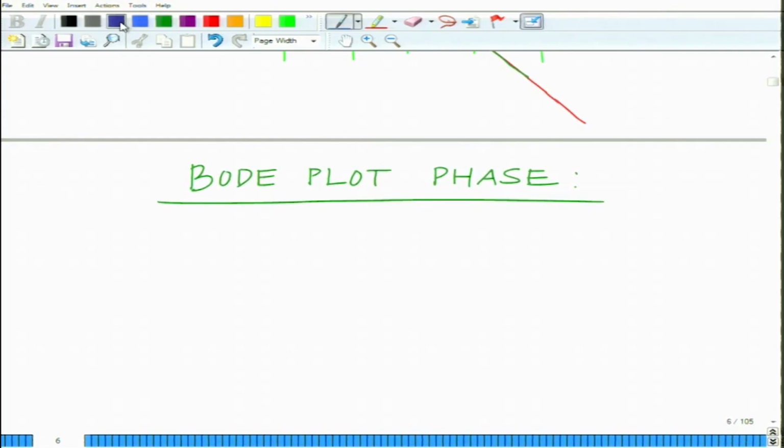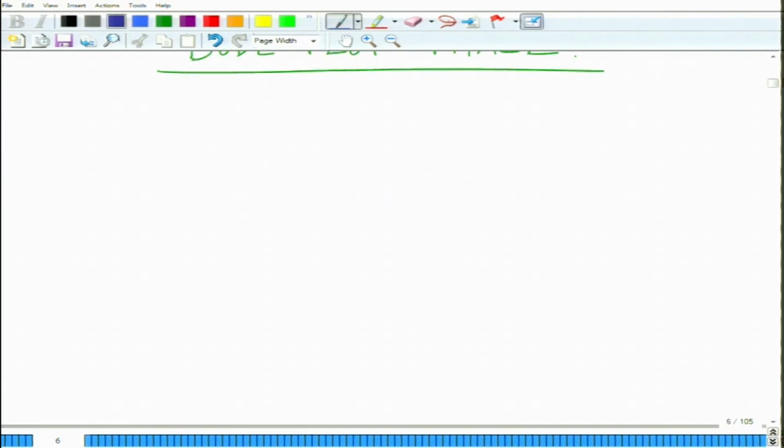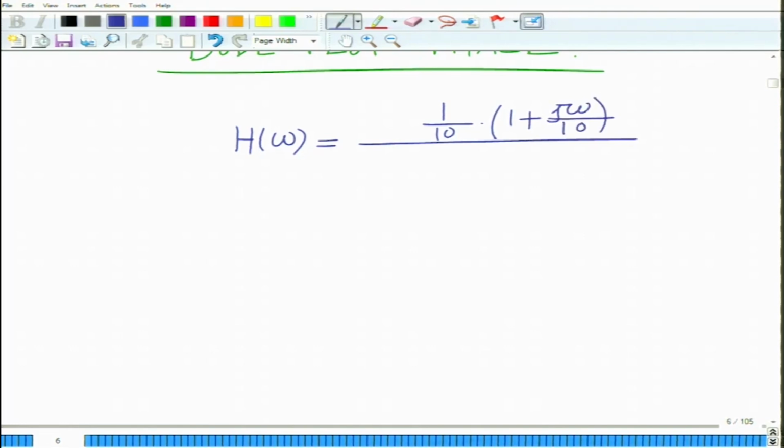Now, if you look at the Bode plot of the phase, again let me write down this transfer function, H of j omega equals 1 over 10 times (1 plus j omega divided by 10) divided by (1 plus j omega) times (1 plus j omega over 100). Now, consider the first case, that is omega much less than the first corner frequency, that is 1.